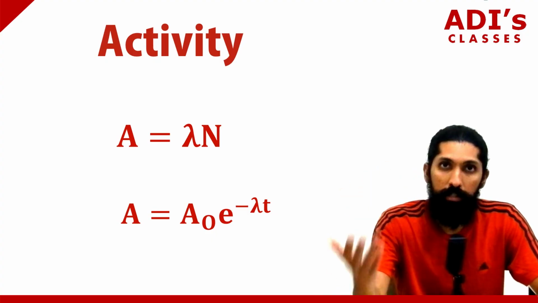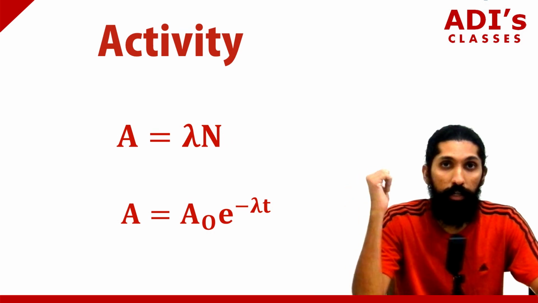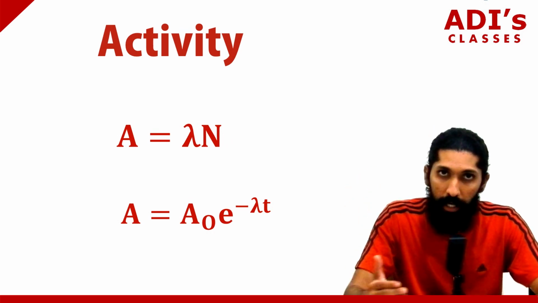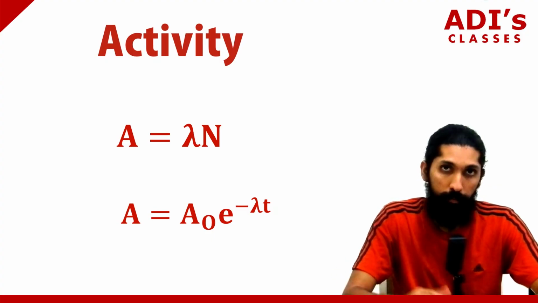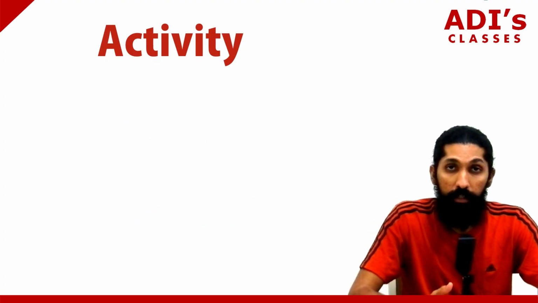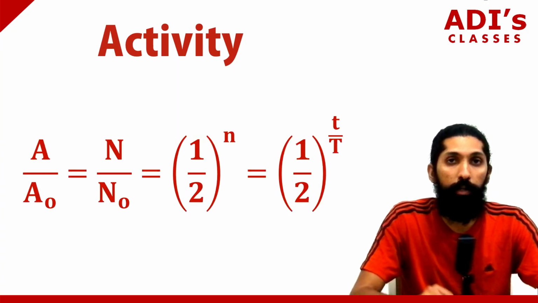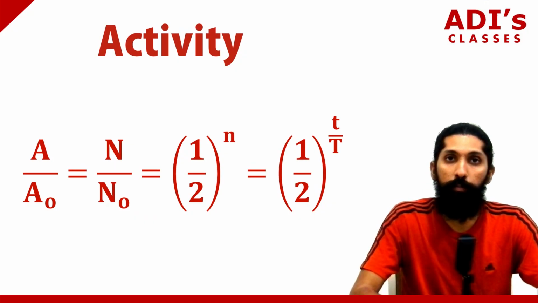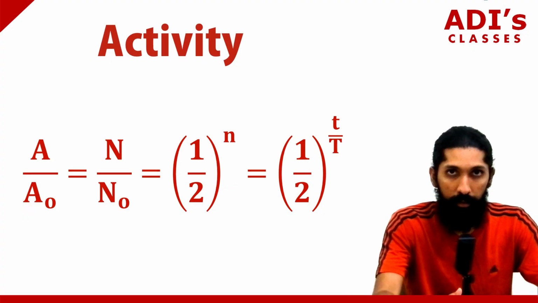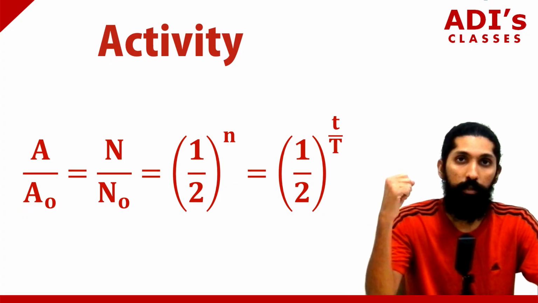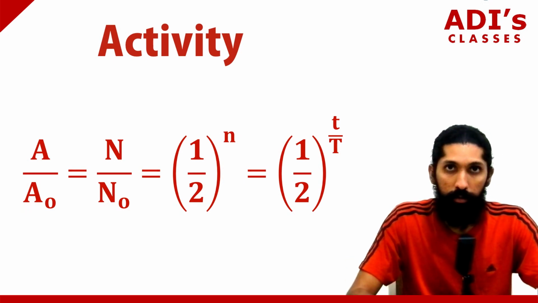Now guys, in the last video we understood about half-life, correct? In half-life, and even in activity for that matter, there is a general formula for how we are going to solve problems. What we get is A by A naught is equal to N by N naught is equal to 1 by 2 whole power n, or 1 by 2 power t by T. Let me explain what this is. If you take N by N naught is equal to 1 by 2 whole power n, suppose after 3 intervals or 4 intervals, you're talking about this.